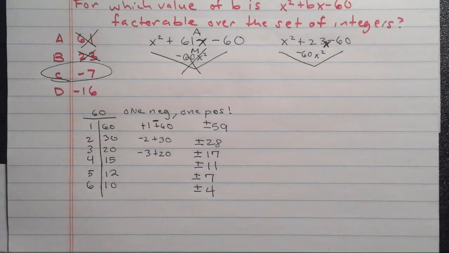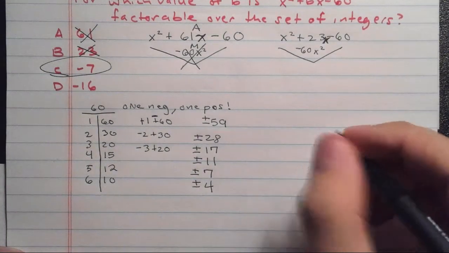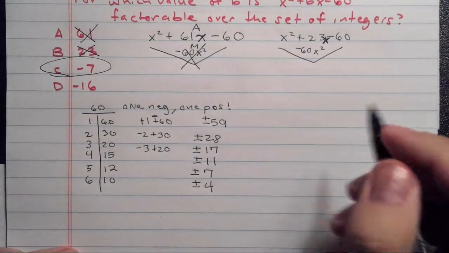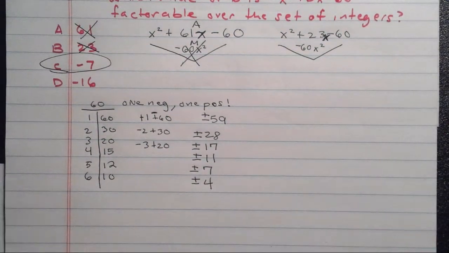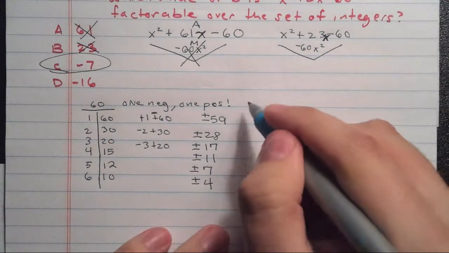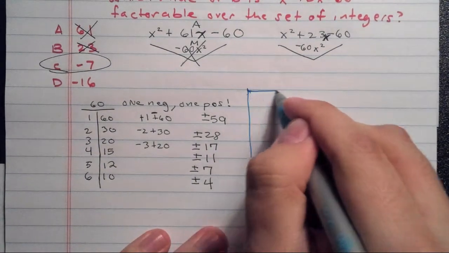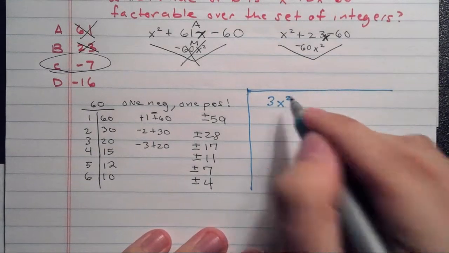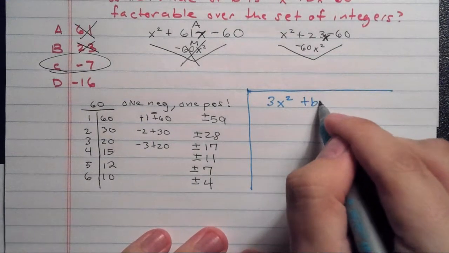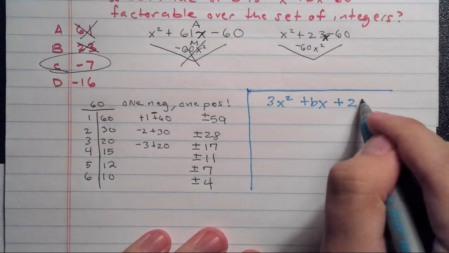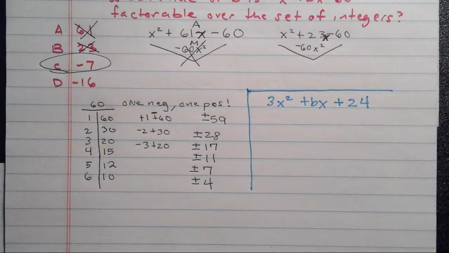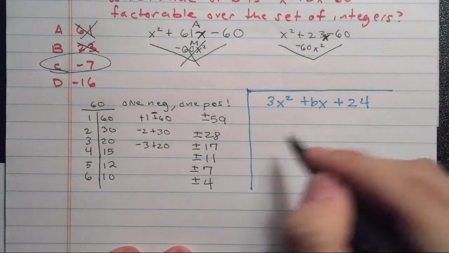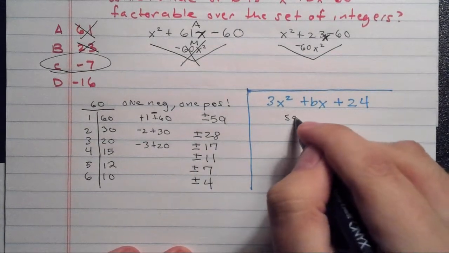All right. So I'm going to show you one more example like this, and we'll talk about how we can figure out the possible numbers. So I'm just going to write this one down right now. Let's say I have 3x squared plus bx plus 24. And I want to know, okay, what are the possible values of b to make this factorable? Same question.